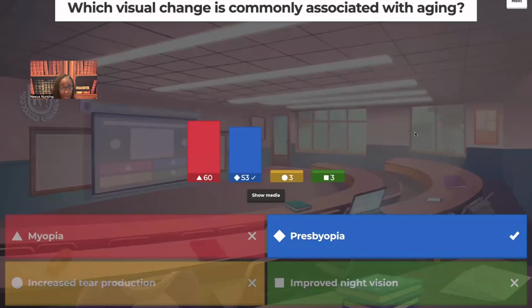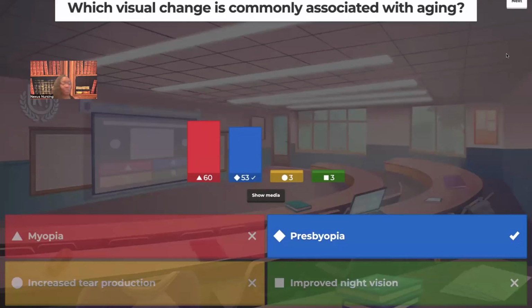Presbyopia. That's the correct answer. So, guys, as the adult gets older, they have a much harder time focusing on objects that are closer to them. And the reason for that is because of the change in the lens. It's not myopia. Myopia is nearsightedness. They do not have that, right? As they get older, they actually have the opposite. They have a hard time focusing on objects that are closer to them. Again, this has to do with the changes in the visual lens.